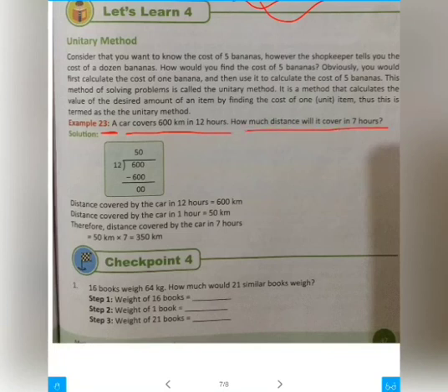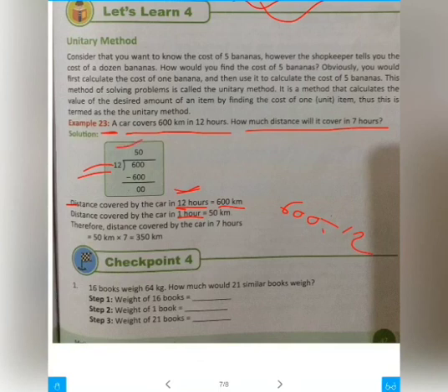So you will need to do this: the distance covered by the car in 12 hours is 600 kilometers. Now the distance covered by the car in 1 hour, you need to divide 600 by 12. So what you will do, you will divide 600 by 12. So here you can see this solves the question for you. So you will get the answer 50, then the remainder will be 0, so the answer will be 50.